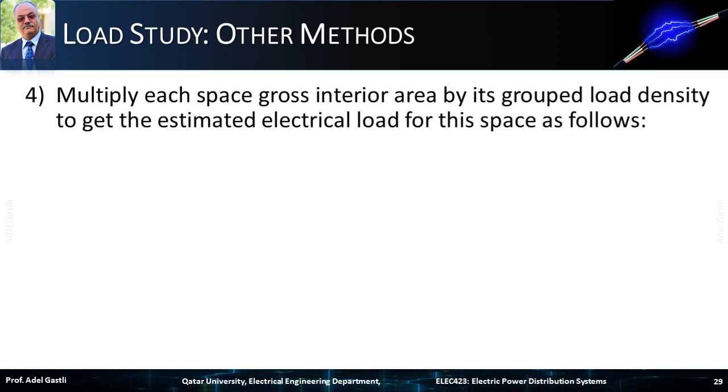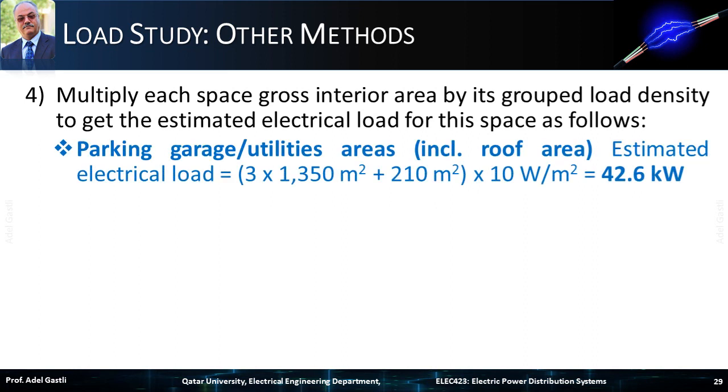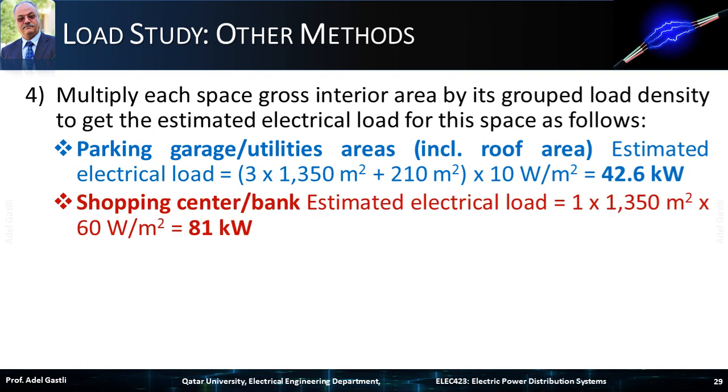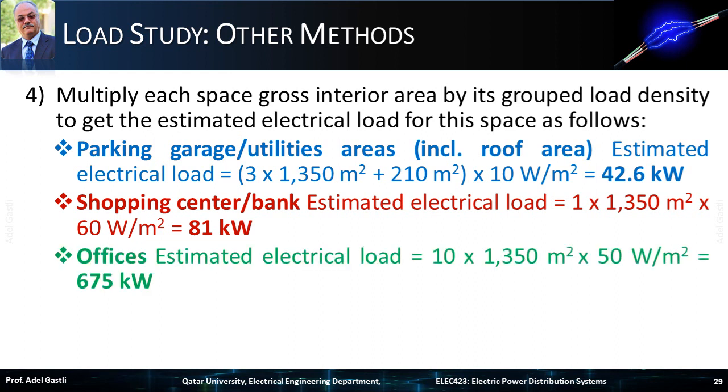Now, to estimate the electrical load for each space, we multiply each space gross interior area by its grouped load as follows. For the parking garage and utilities areas, including roof area, the estimated electrical load equals 3 times 1,350 square meters plus 210 square meters, times 10 watts per square meters, which equals 42,600 watts. For the shopping center and bank, the estimated electrical load equals 1 times 1,350 square meters times 120 watts per square meters, which equals 162,000 watts. Finally, for the offices, the estimated electrical load equals 10 times 1,350 square meters times 110 watts per square meters, which equals 1,485,000 watts.